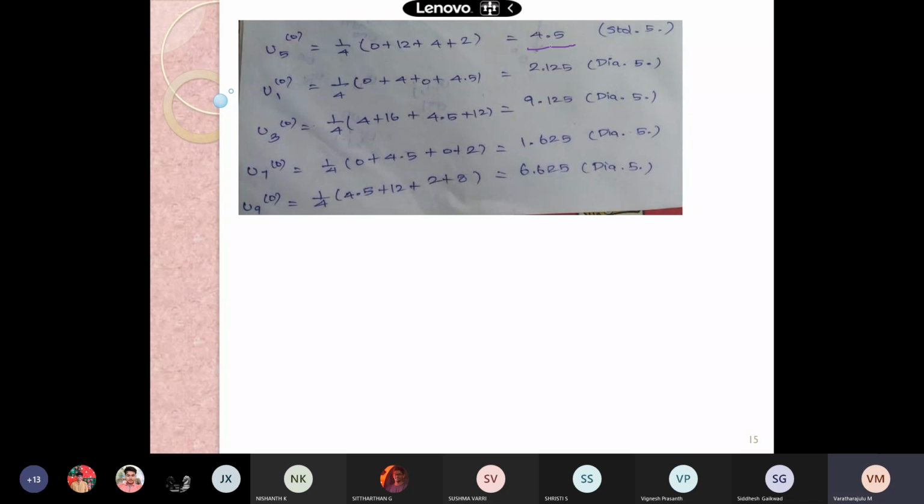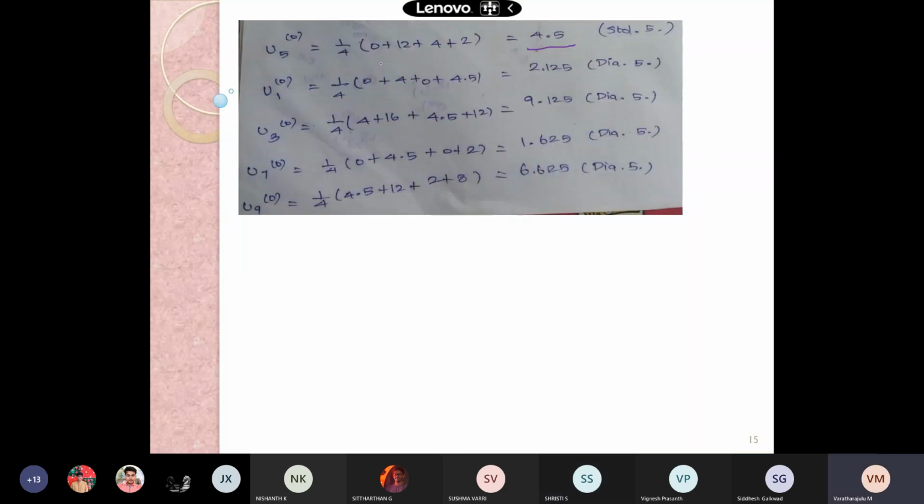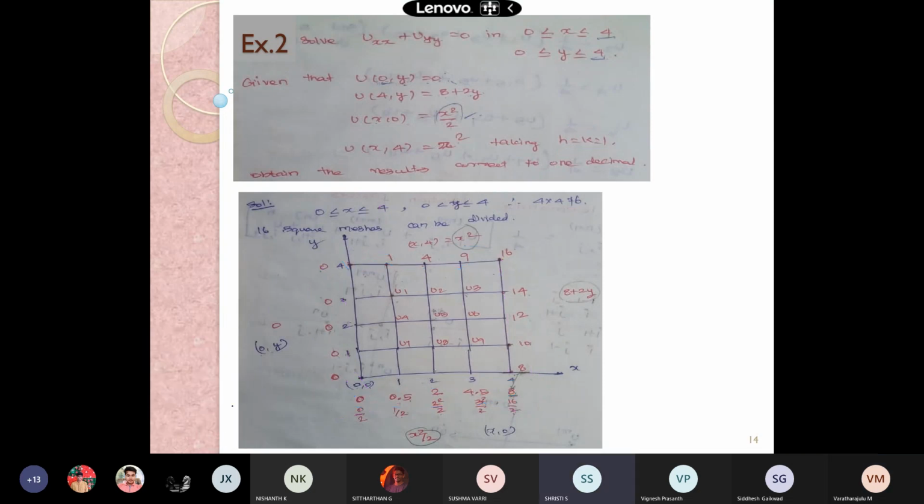What is your value? Yes, sir. I'm just doing it. See, here 0, 12, 4, 2 have to be obtained from here. That is 0, 4, 12, and 2. So 4.5.